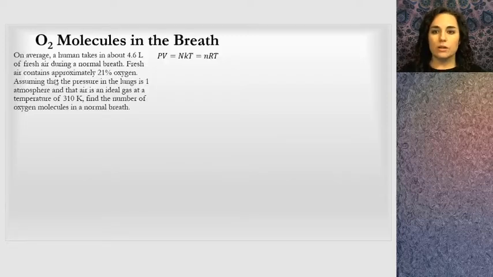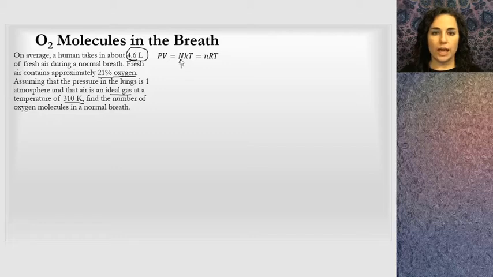Let's do an example of the ideal gas law in a problem. I picked one that would show us how many oxygen molecules are in your breath. On average, a human takes in about 4.6 liters of fresh air during a normal breath. Fresh air contains approximately 21% oxygen. Okay, so I see a couple of numbers here. Of this 4.6 liters, 21% is oxygen. Assuming that the pressure in the lungs is 1 atmosphere and that air is an ideal gas at temperature 300 Kelvin, find the number of oxygen molecules in the normal breath.